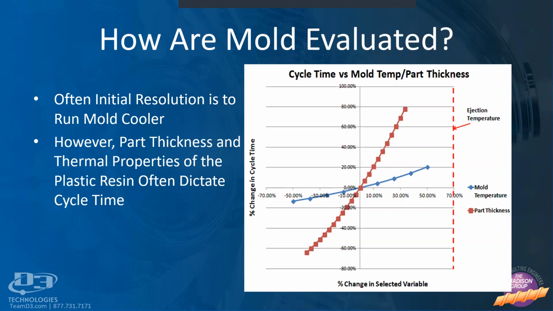If we're really trying to optimize cycle time, we should go ahead and address all those issues that we talked about in our first webinar series with optimizing our product design and trying to keep as thin a wall as possible. The slope of this line, the red line with the part thickness, is much steeper, meaning it's going to have a much greater influence on our cycle time than just running the mold cooler.